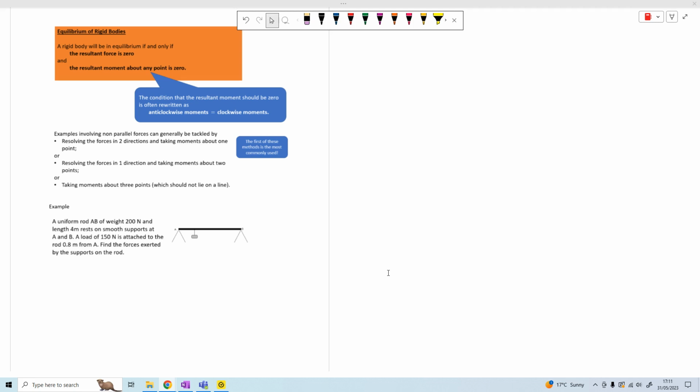What's important is that we think about which way we want to resolve. If I know my resultant force is zero, then forces up and down should be equal, and forces left and right should be equal. Both of those are true. So I can think about resolving in one direction or in both directions, and then take moments about a point. Remember, they all have their benefits. The benefit of this top one is that I can ignore distances.